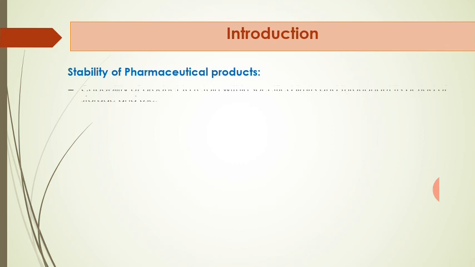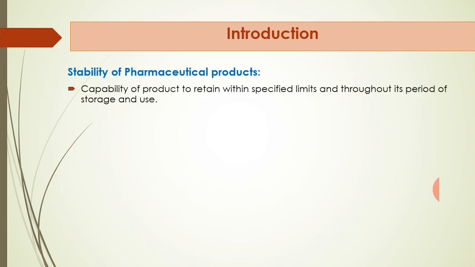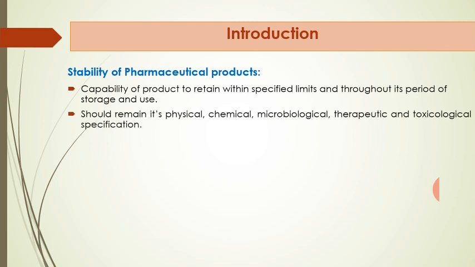So pharmaceutical product stability is the capability of a product to retain its specification in limits throughout its period of storage and use. Means the product's physical, chemical, microbiological, therapeutic and toxicological specification should remain in limits for a longer period of time during storage, then the product is said to be stable. But at room temperature, degradation is slow and therefore the study is time consuming and uneconomical.